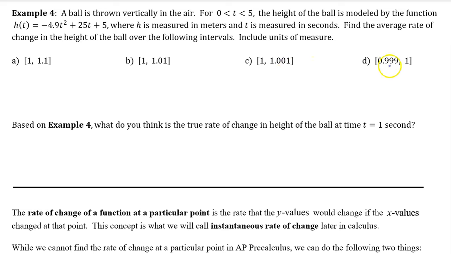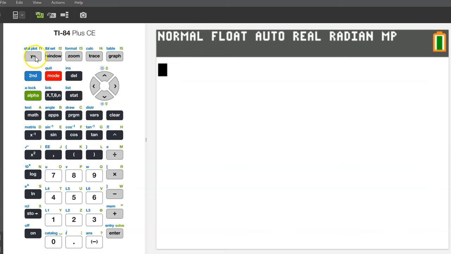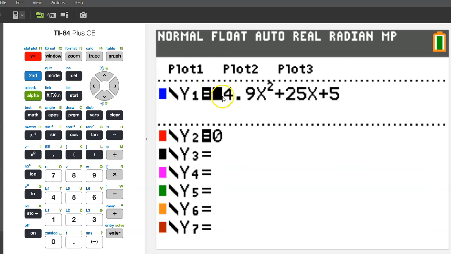Looking at all of these decimals, I'm assuming this problem is calculator active. So let's go ahead and type in h of t as y1 in the graphing calculator. As usual, we will have to use x's instead of t's. Hit the y equals button and type in h of t like this.